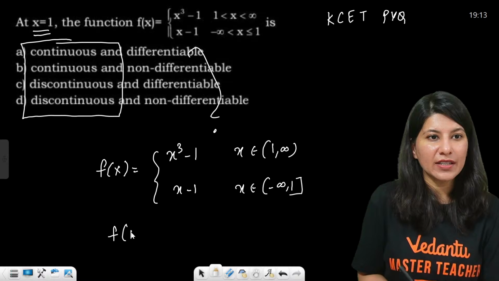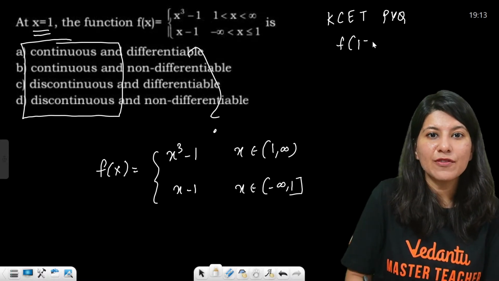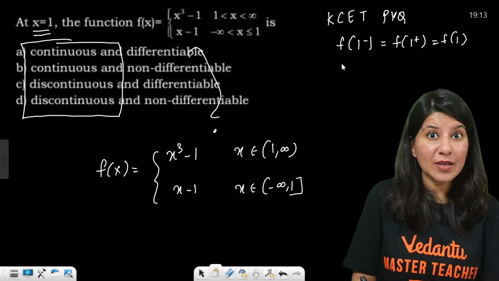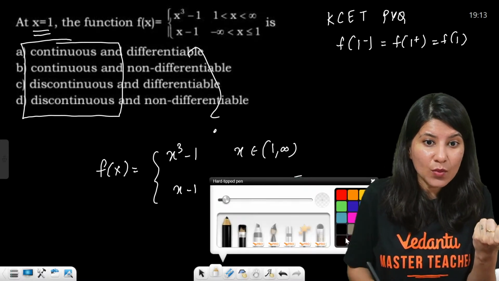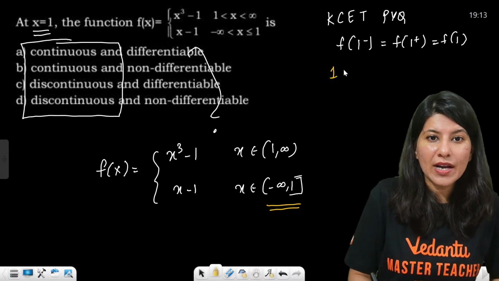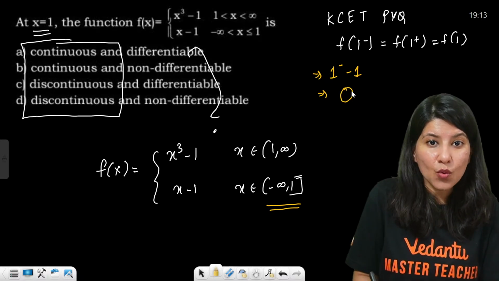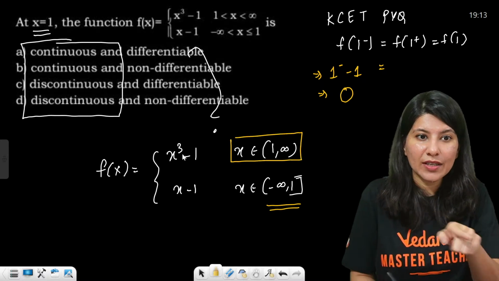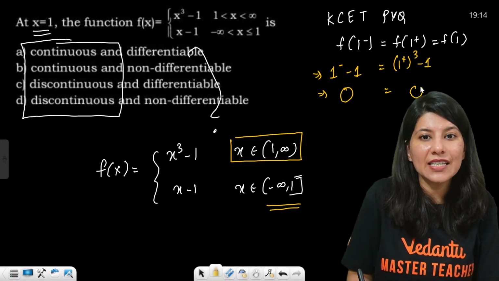Now for continuity, we know how to check it. We have to check f of 1 minus equals f of 1 plus equals f of 1. F of 1 minus, that means less than 1. So less than 1 means here. So basically 1 minus 1, so this is going to become 0. What about f of 1 plus? F of 1 plus is here, greater than 1. So that is 1 cube minus 1, so this is 0.